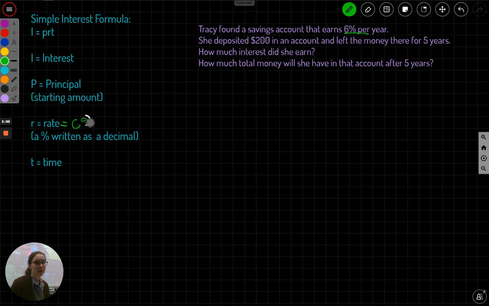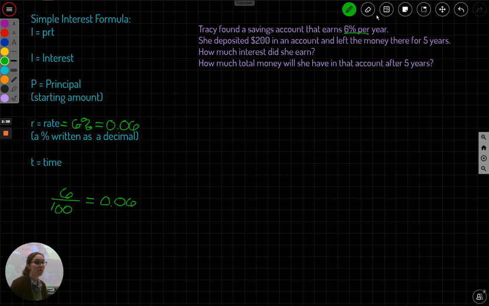6% is going to be our rate, but we're not going to write it as 6%. We cannot plug a percent into a formula like this. We have to write it as a decimal. Percent means out of 100, which means out of every $100 you put in, you get $6 interest. So that's equal to 6 out of 100, which when we do this division problem, 6 divided by 100, we get 0.06. So our rate is actually 0.06. And that's the number we're going to be working with here.